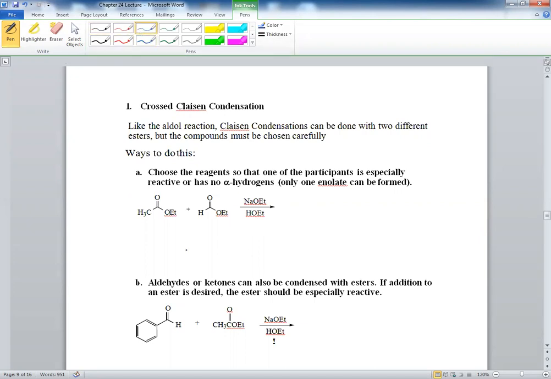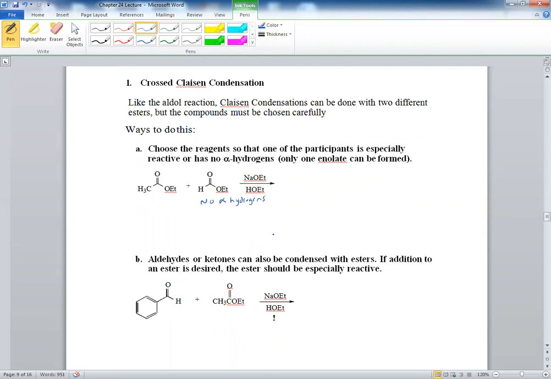So which one do you think has no alpha hydrogens? This one has no alpha hydrogens. So therefore, this is not enolizable.